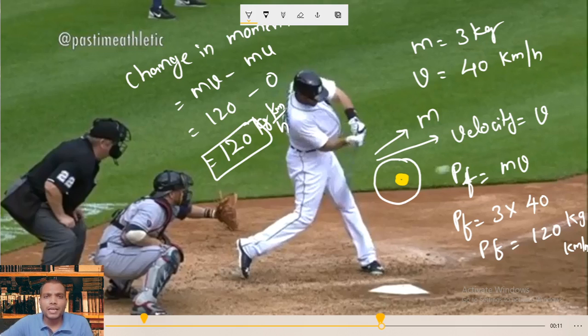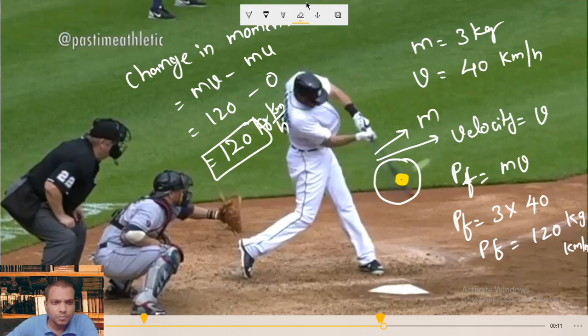So that much amount of force is acting on the baseball. So that's why the baseball is landing a far distance. So that is the amount of force applied. So that's the way to calculate. Or we can calculate this in a different manner also.